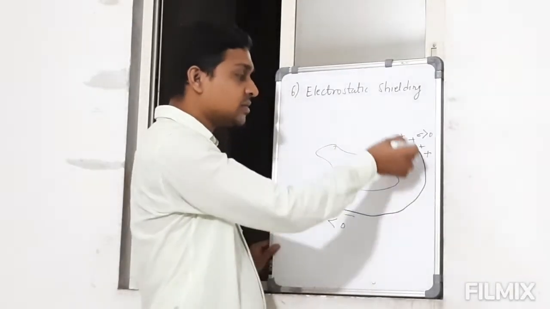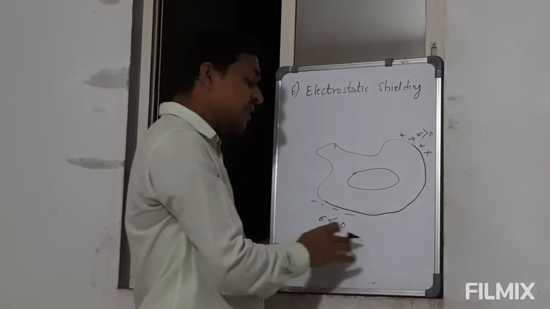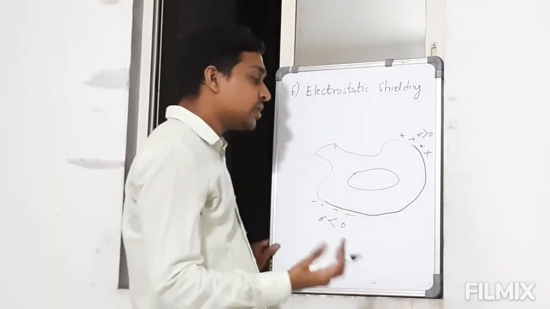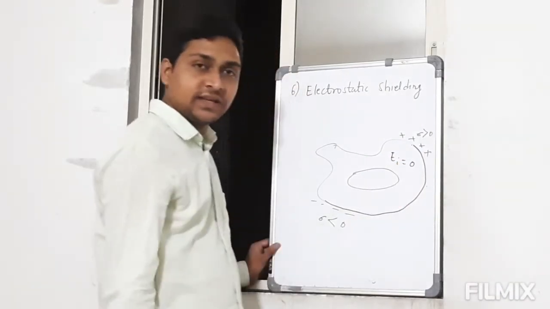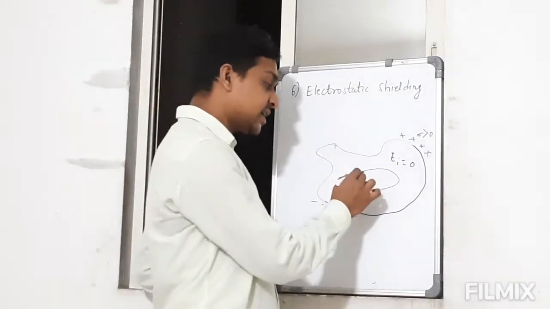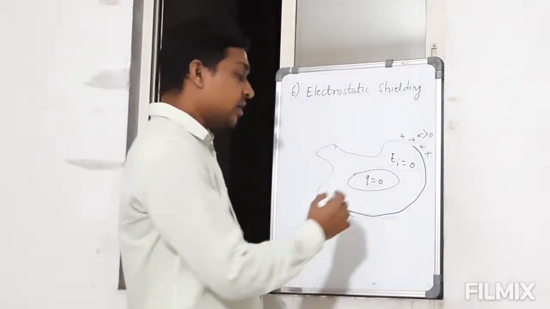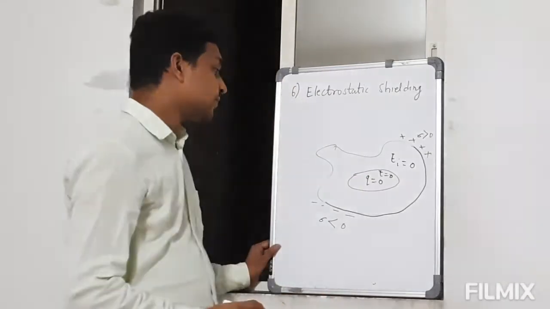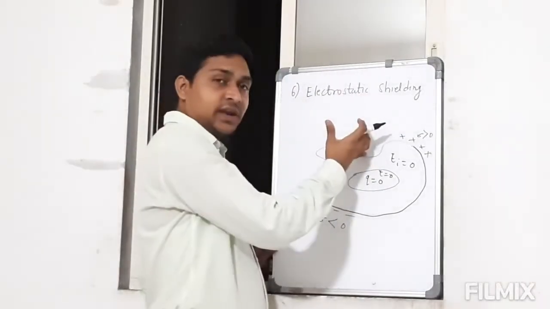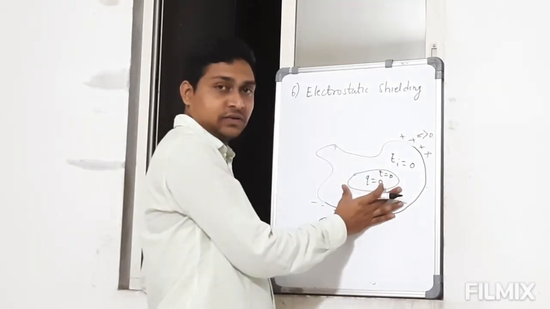So whatever the external surrounding charges it may have, we know that inside a conductor the electric field is 0, and if E is 0, the net charge inside this is 0. Or the electrostatic field inside this is also 0. So the external field cannot affect the cavity over here.